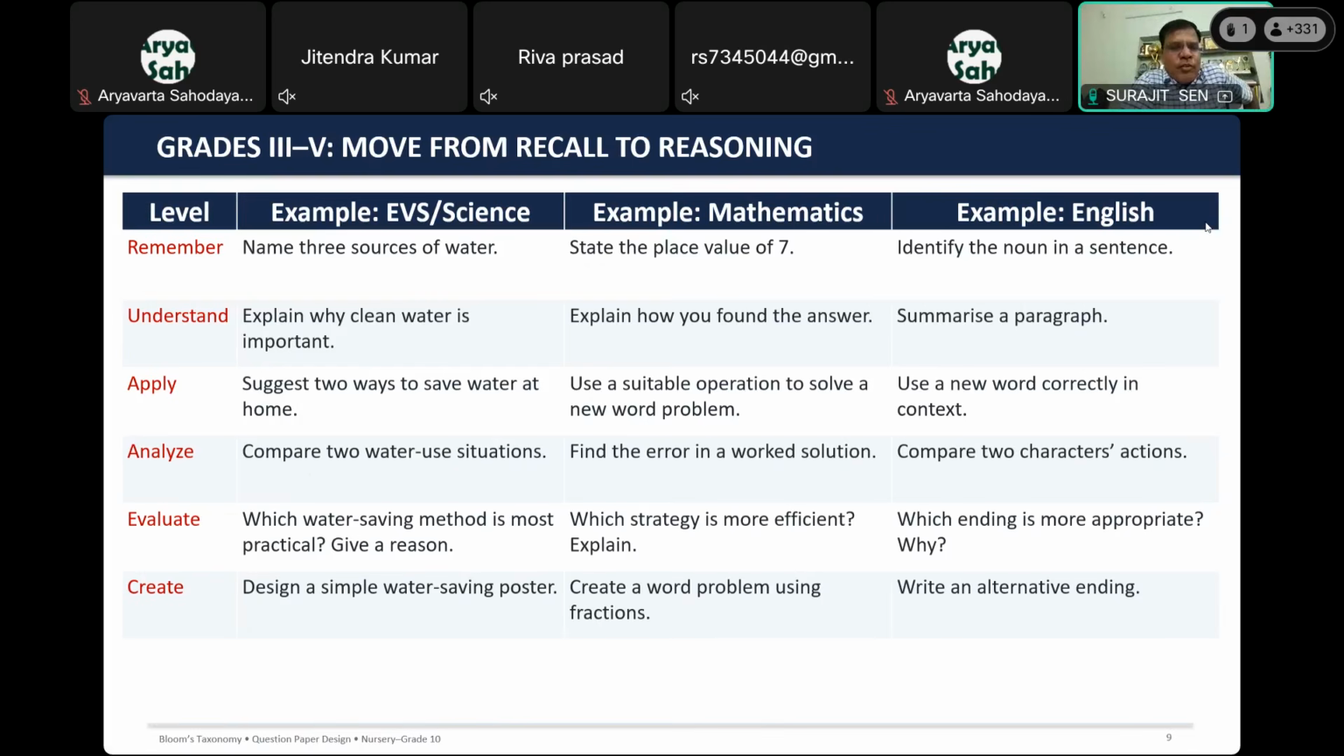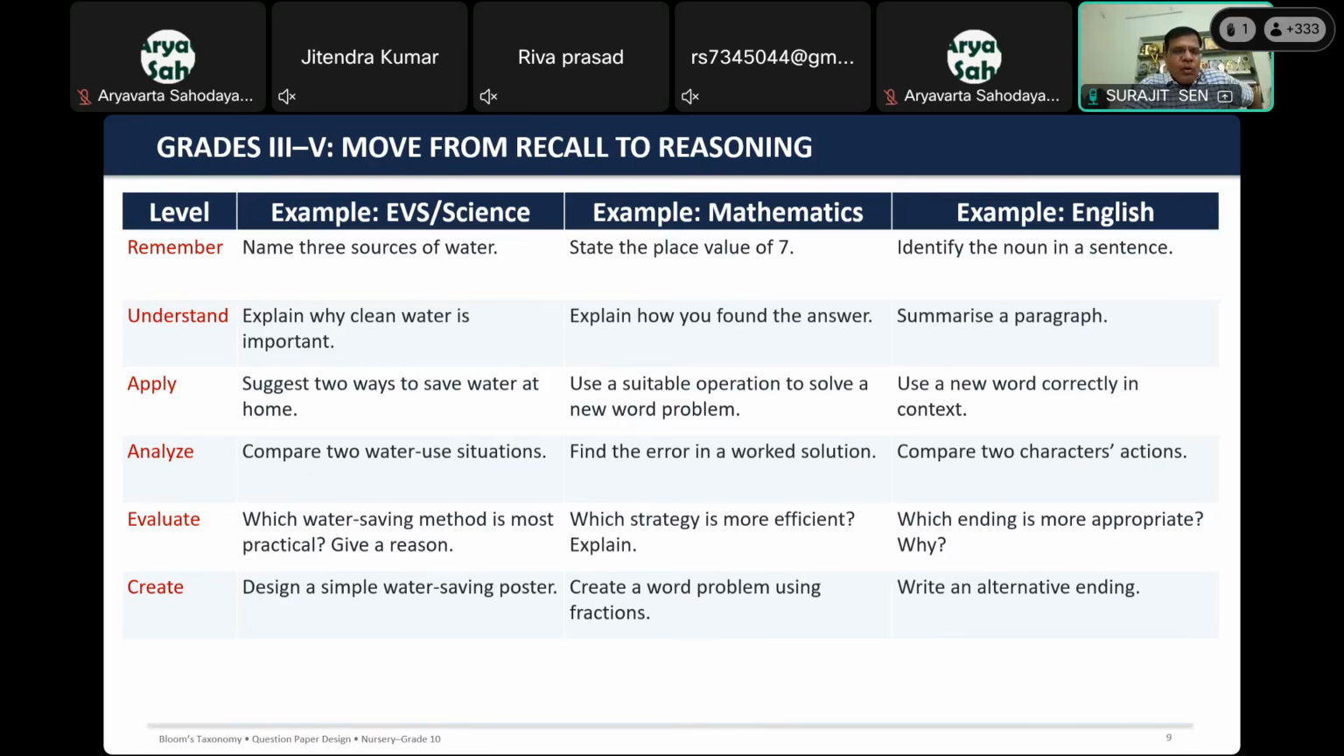Application: suggest 2 ways to save water at home. This is application of what they have studied. Use a suitable operation to solve a new problem, like that, so on and so forth. So you can see that. Analyze: compare two water use situations. Find the error in a solution. Suppose the solution has some error, so they will try to analyze it.